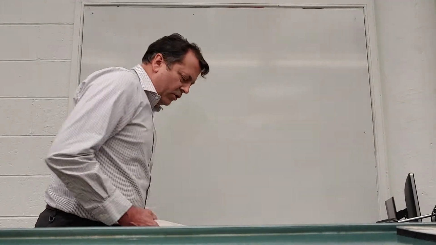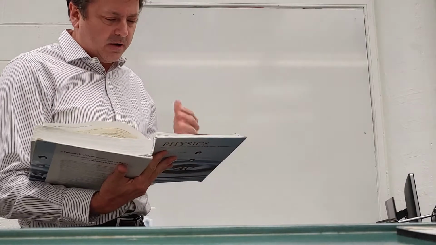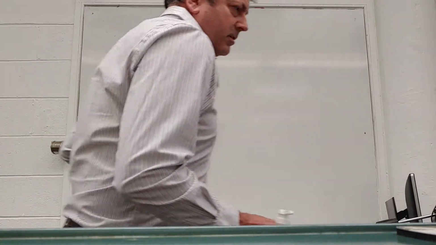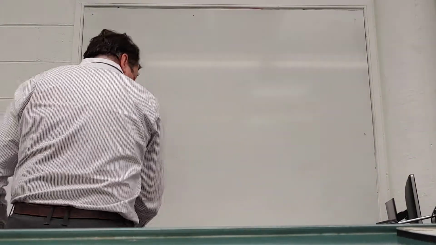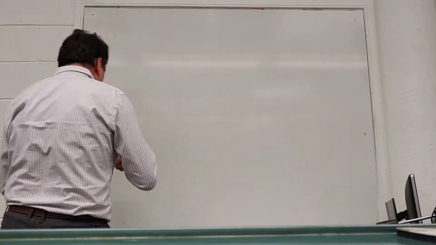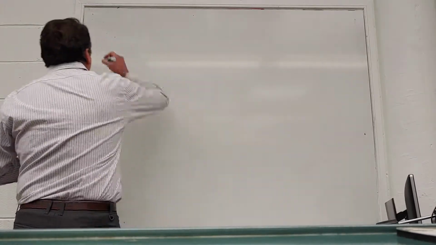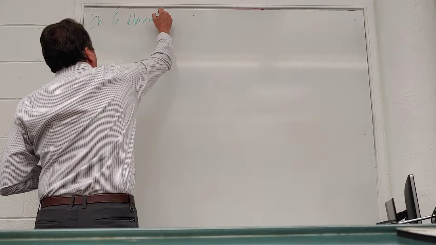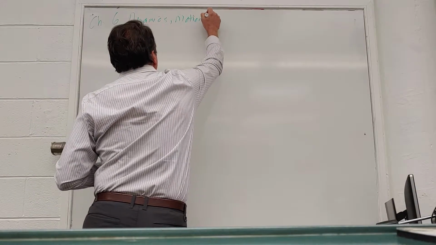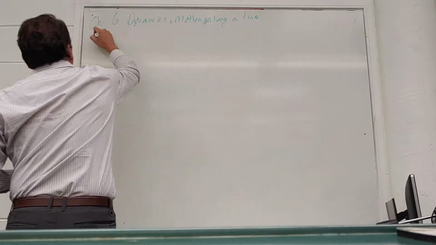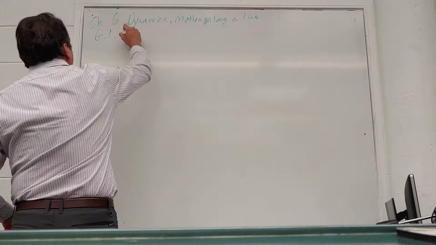Okay. We're going to do a little bit on chapter 6. I'm going to start out. This is the equilibrium model. Now, chapter 6 is dynamics, which is motion along a line. So we'll do dynamics, motion along a line. And 6.1 is going to be on the equilibrium model.